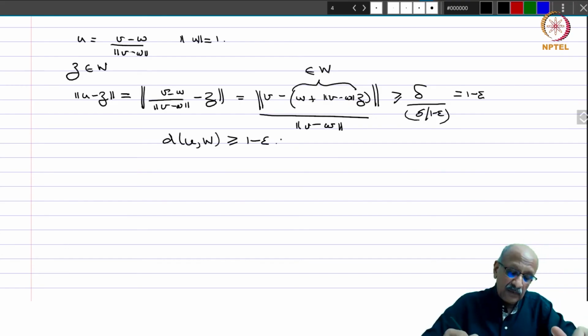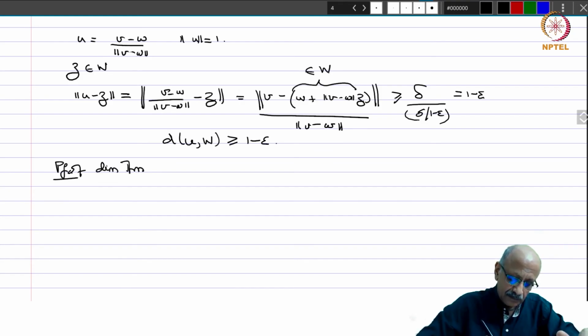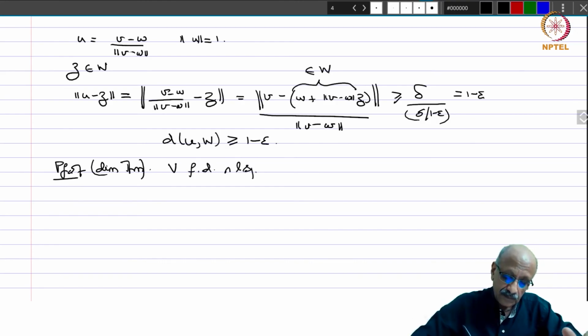Okay, so now we will prove the dimension theorem. Namely, by this I mean the unit ball is compact if and only if the space is finite dimensional. So now let us assume V is a finite dimensional normed linear space. So let B be the closed unit ball.